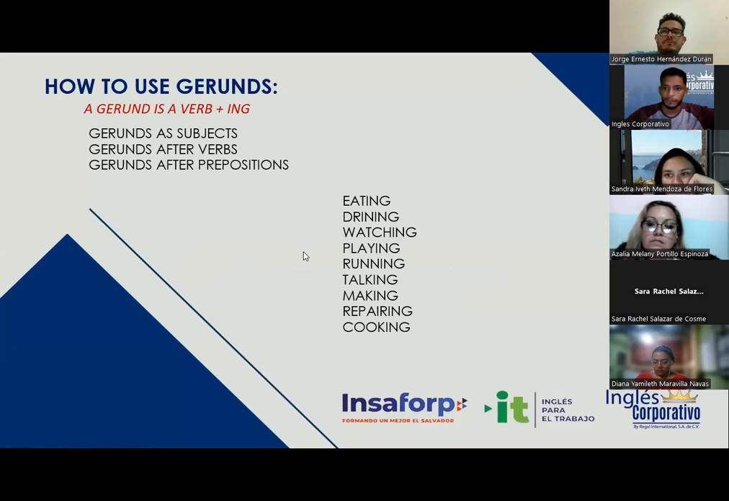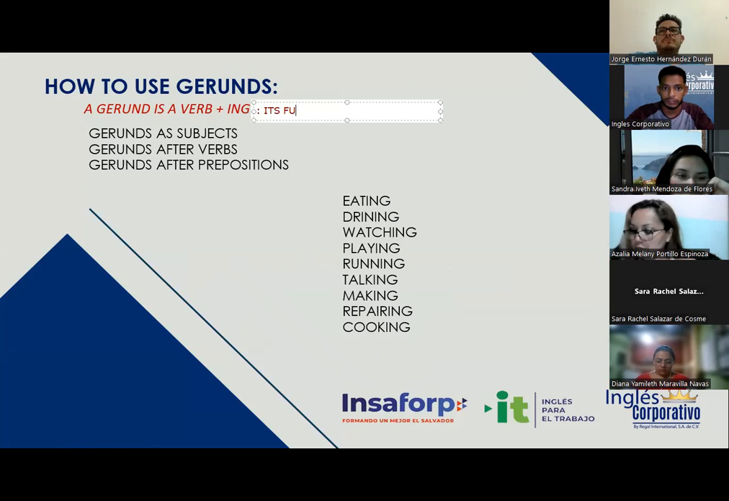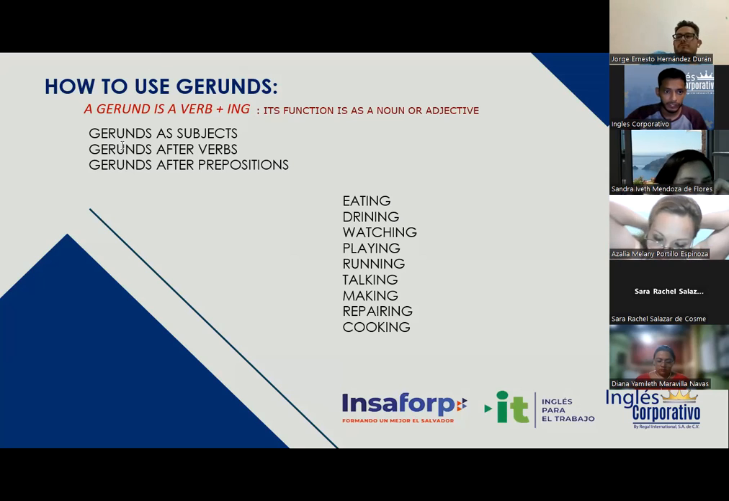Okay, here we go. Take a look. How to use gerunds? A gerund is a verb with ing. Its function is as a noun or adjective. Es como un adjetivo o es un sustantivo. El gerundio. Okay, yes. And the three uses are this.